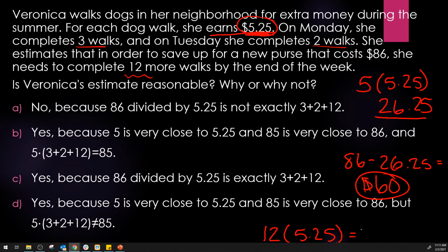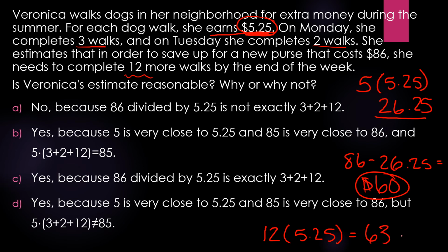That gets us $63. And 63 is a little bit more than the 60, right? Which means if she does 12 more walks, she will be able to buy her purse. So yes, her estimate is correct. Let's read through these reasonings and we could see which one is the reason why. So our first one says yes, because 5 is very close to 5.25 and 85 is very close to 86.